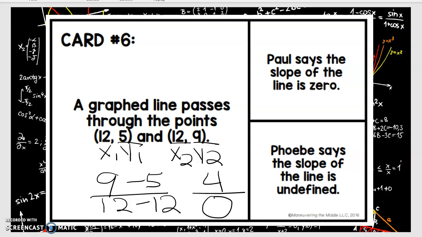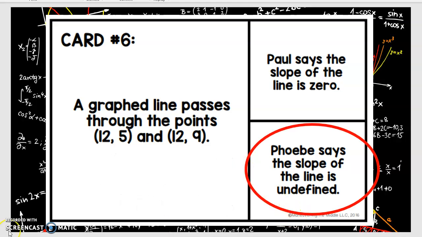Now here's the tricky part. If the 0 is on the bottom, it is undefined. If the 0 is on the top, it is 0. And that is difficult to remember, but good news is never seen it on a test, never seen it on a quiz, never seen it on the STAAR. So I think we're good to say as long as we know this, we're fine. You'll probably use it in 9th grade, but in 8th grade, it's safe to say that this is okay. All right, so that one was undefined.